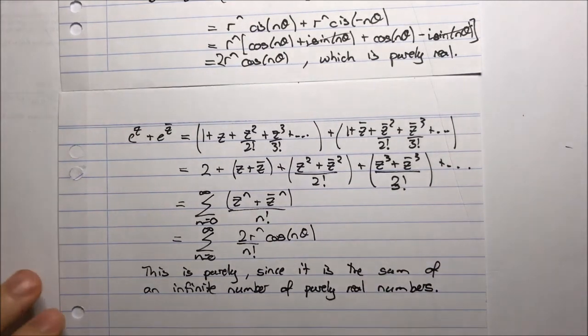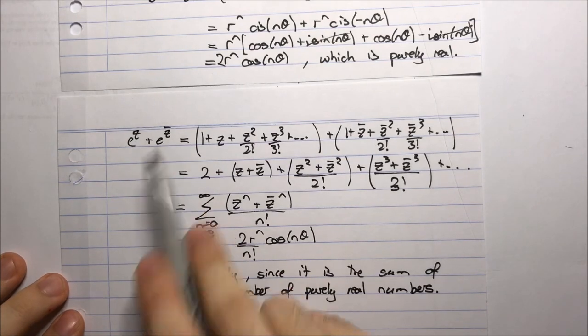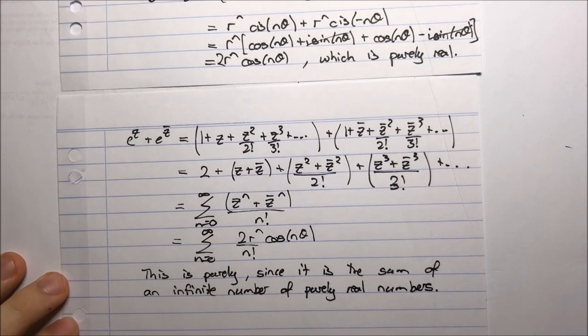And there we have it. We've proven that e to the z plus e to the z bar is a purely real number for all values of z.